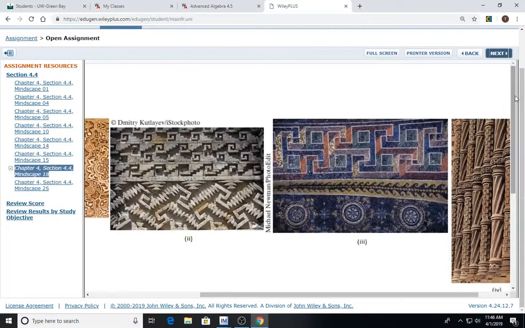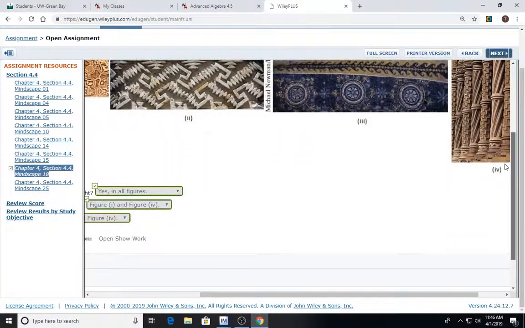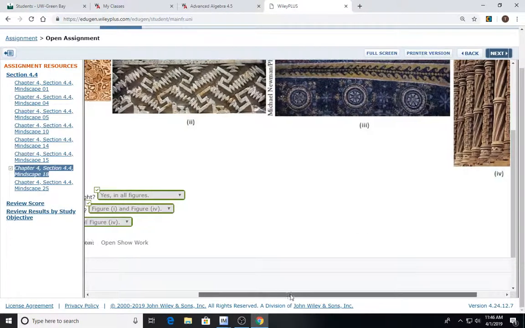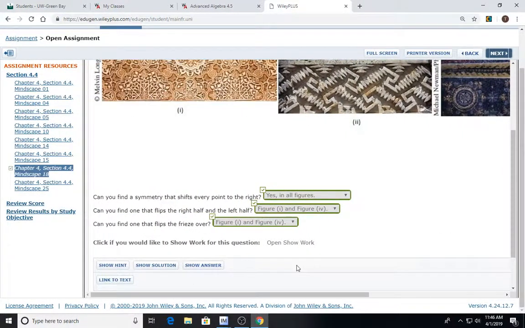Whoops, where do you see the check mark or whatever you got? Yeah, green. Green means good, right? Okay. What other questions did you have?